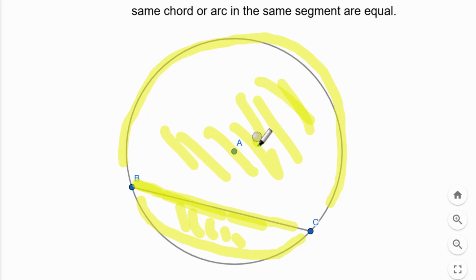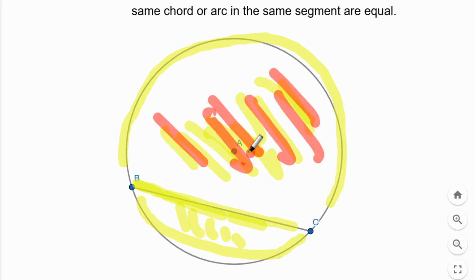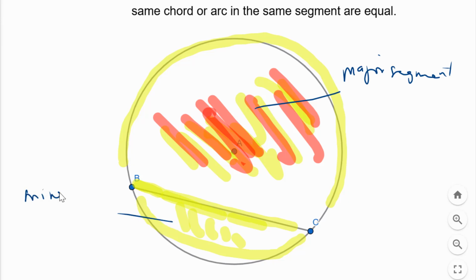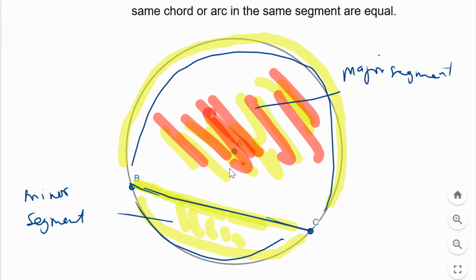So we are seeing two segments, this side being the major segment, and this region as the minor segment. These regions are bounded by a line, that is the chord, and an arc. So the minor segment is bounded by the minor arc and the major segment is bounded by the major arc. Because you now understand a segment, let's start with the theorem.